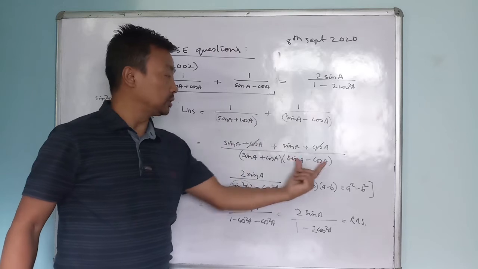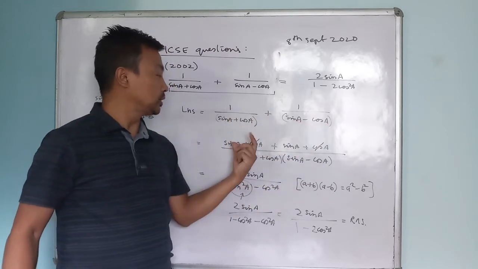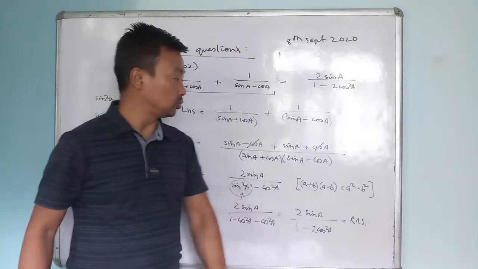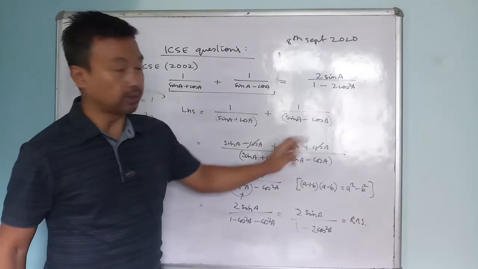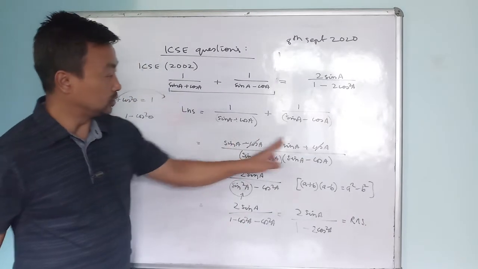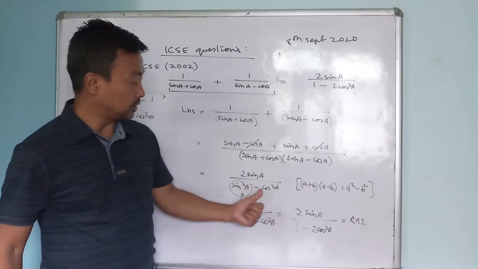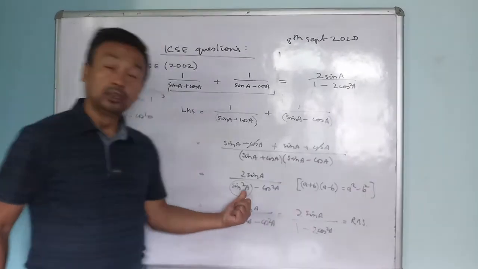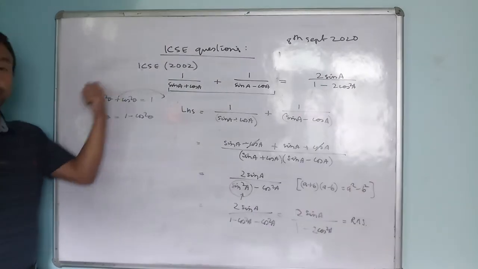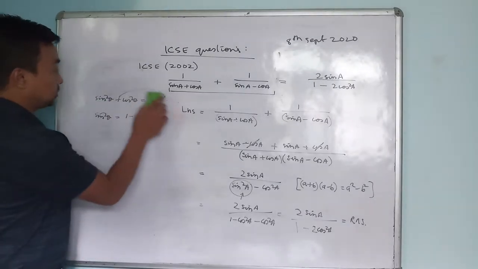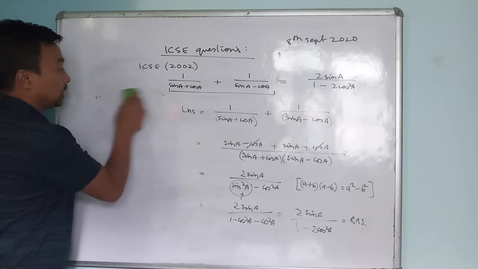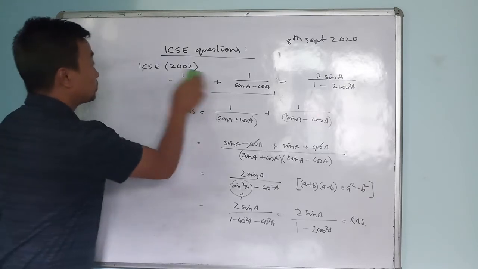This 2 is multiplied with the denominator. This will go and multiply to 1. This will also multiply with 1. And here we can see that minus and plus will cancel. This 2 will be added. Here we have applied this formula A square minus B square. Then here sine square is replaced using the trigonometric identity. So like this you have to solve.